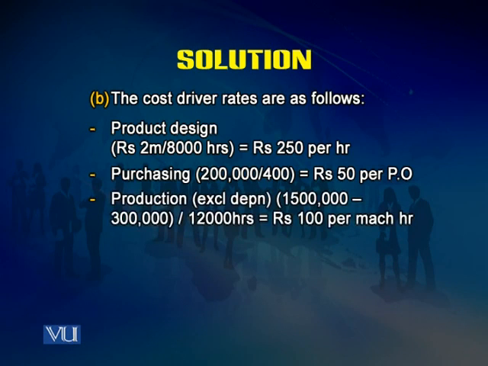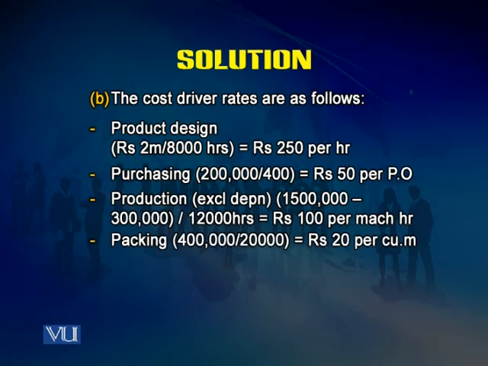Production, excluding the depreciation. So the total production cost was 1.5 million. We were told there is 300,000 depreciation provision included. So if we deduct the depreciation from the production cost, we arrive at 1,200,000. And there are 12,000 hours. The cost driver for production was machine hours. We have 12,000 hours. The total cost is 1,200,000. Therefore, cost driver rate is rupees 100 per machine hour.